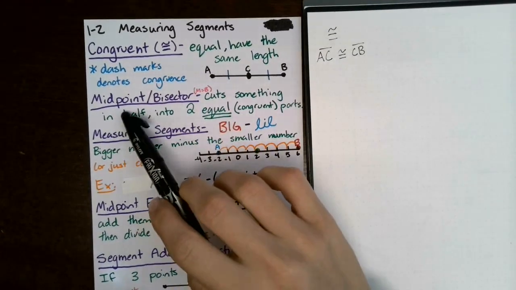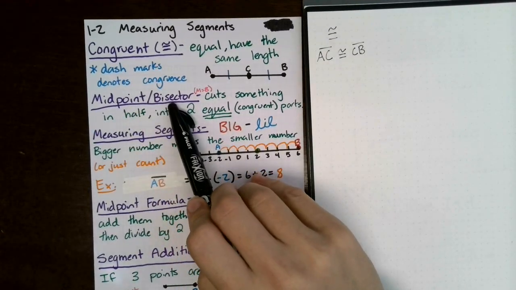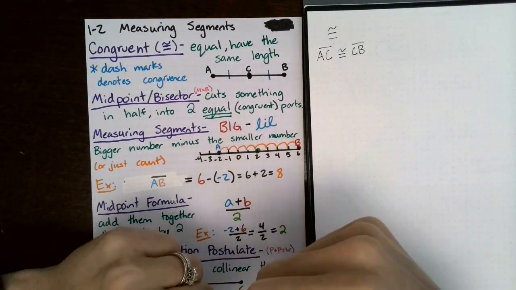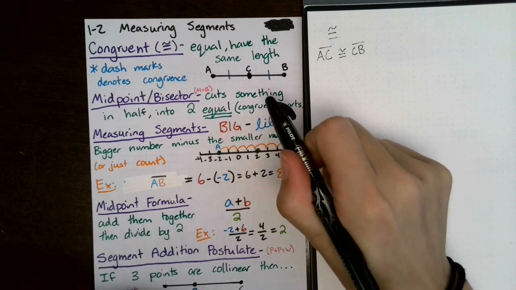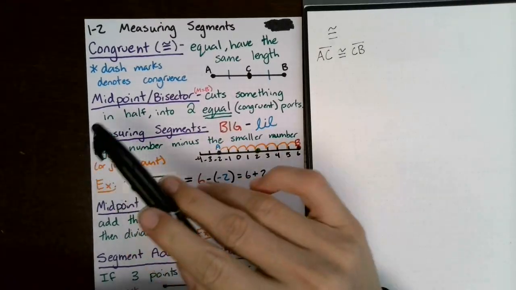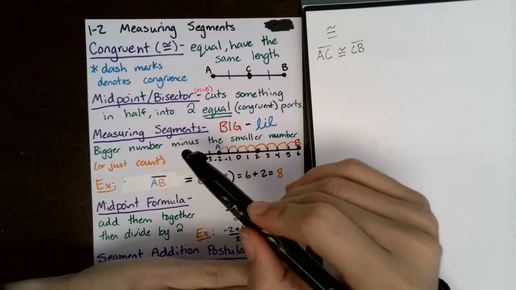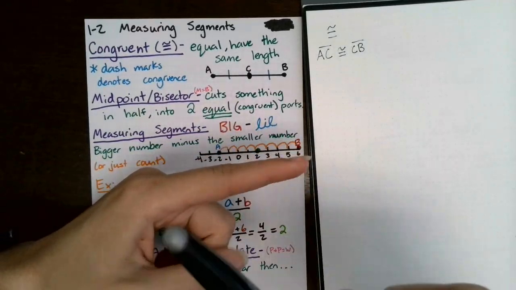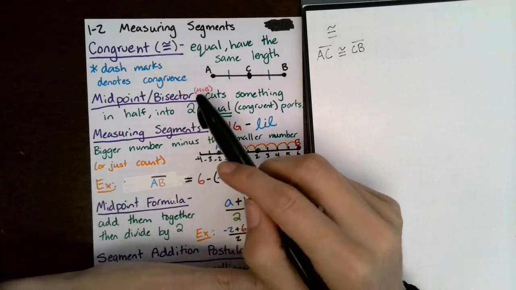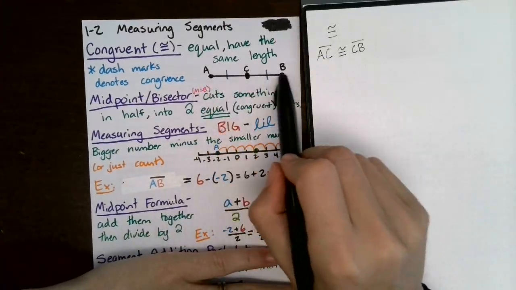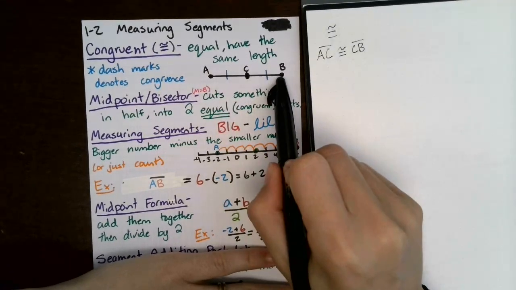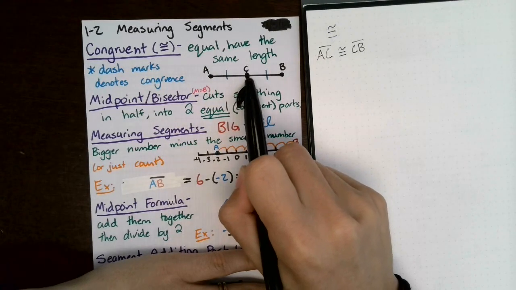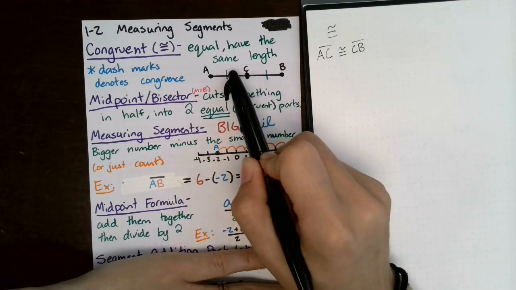Next up, we have what a midpoint or bisector is. Midpoint and bisector are kind of the same idea for the most part. It cuts something in half. I need you guys to understand that. A midpoint and bisector cut something in half. And what do we know about something that's cut in half? Both halves are equal, right? So we can see on here that the segment AB was cut in half and its midpoint is C. And we know that because these are two equal parts.